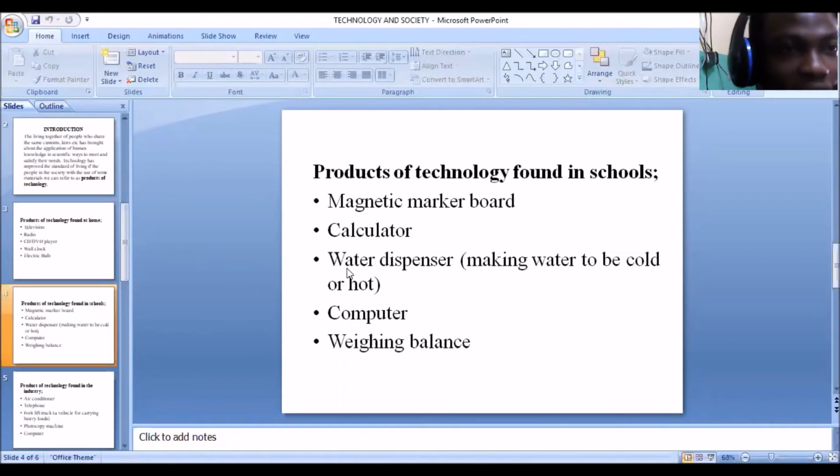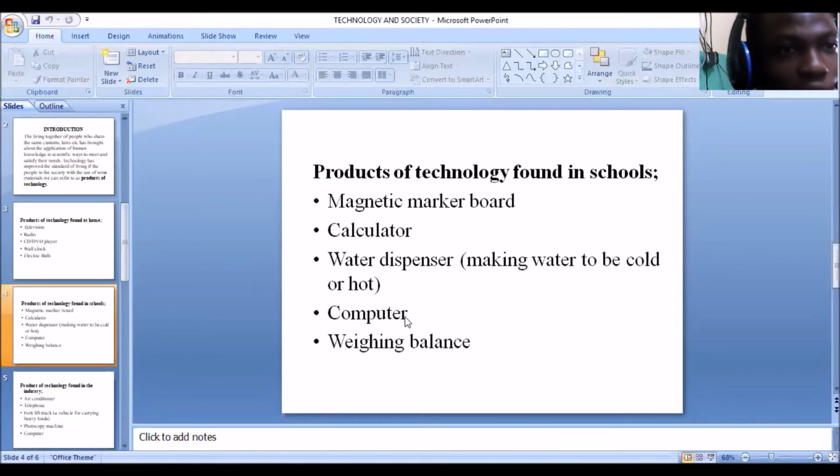Now, water dispenser also. Sometimes you might just need hot water urgently. Sometimes cold water urgently. Now, this water dispenser is there to give you the water in the temperature at which you want it, either hot or cold. And it's a product of technology.